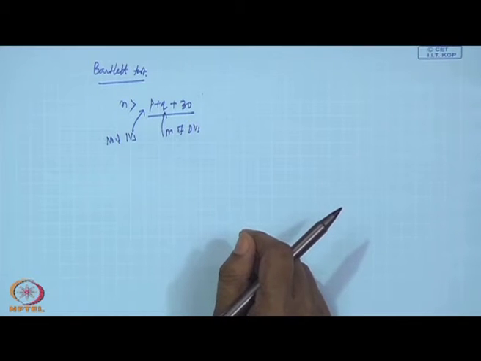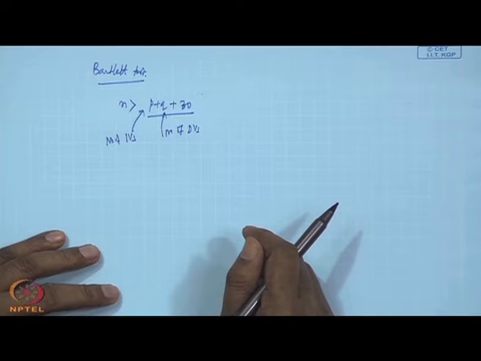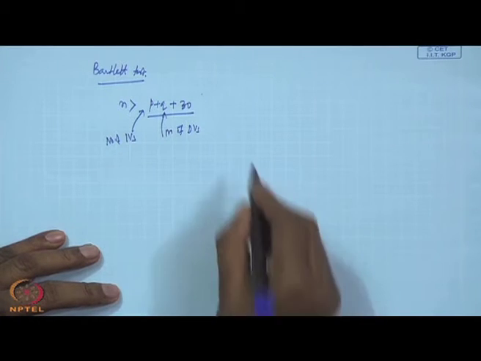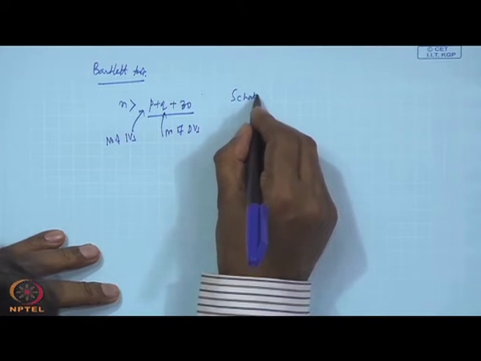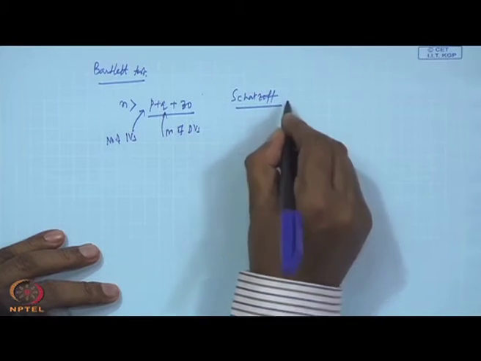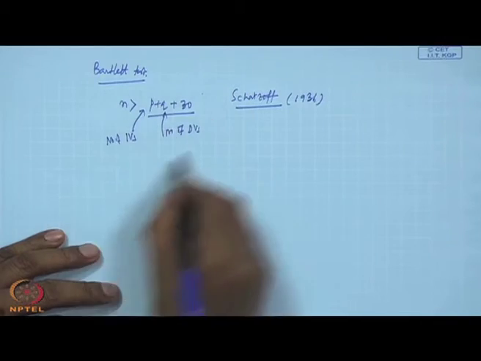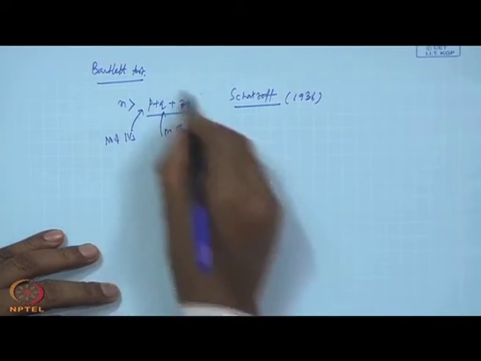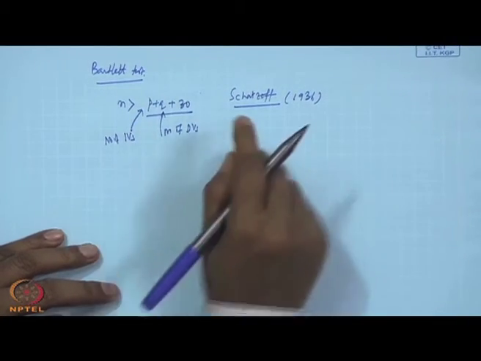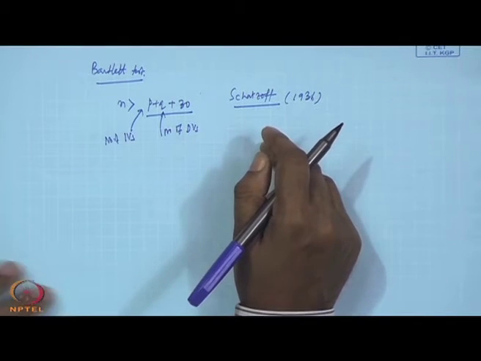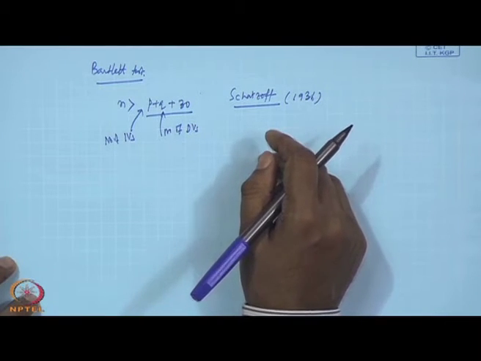This one was basically developed by Schatzoff. Schatzoff, in 1966, proved that for the Bartlett test this is the requirement, and only then will the chi-square distribution be followed. I think you understand.